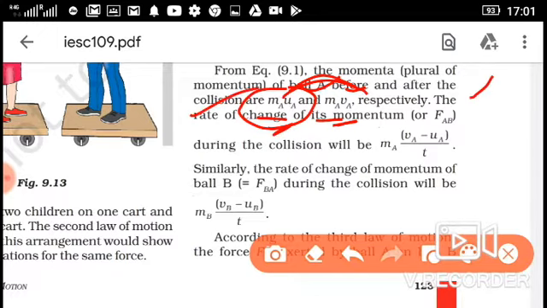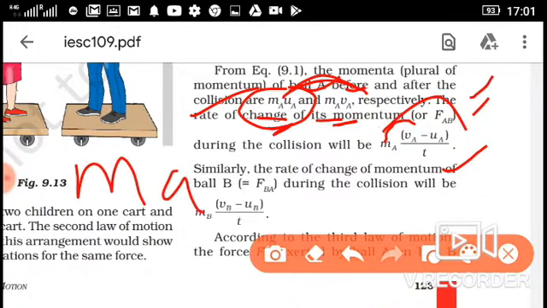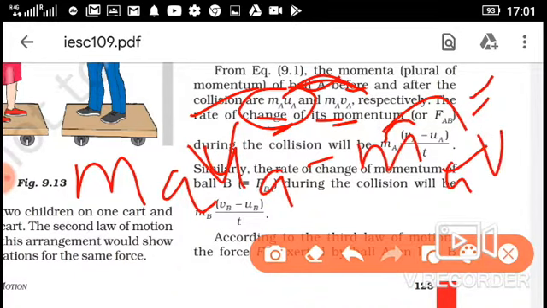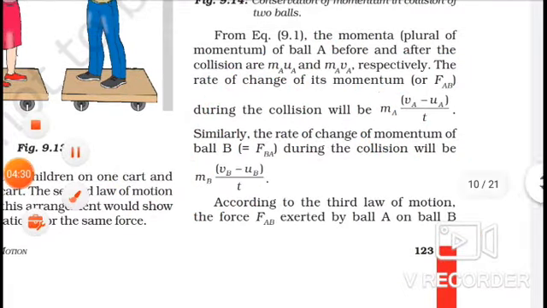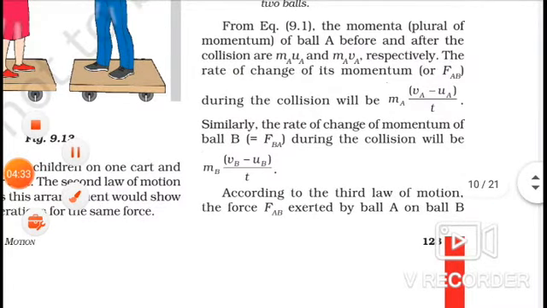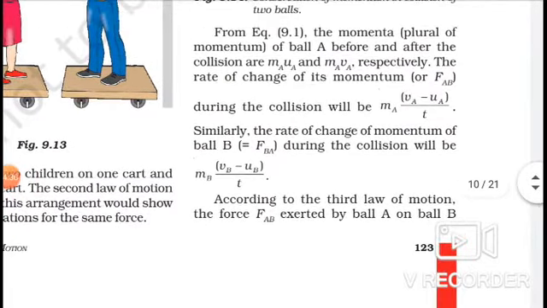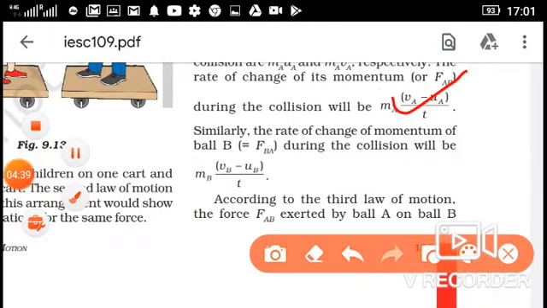Now the rate of change of momentum during the collision: rate means upon time, and the change of momentum is MAVA minus MAUA. That is, final momentum minus initial momentum, upon time. Keep in mind, this is the momentum for ball A, and the same applies for ball B.